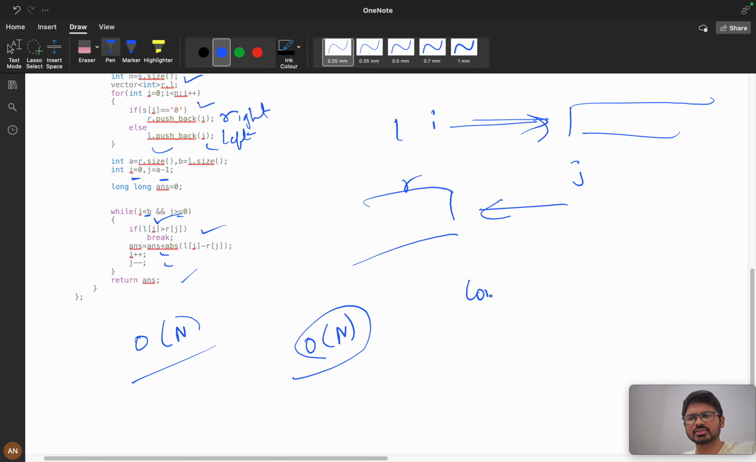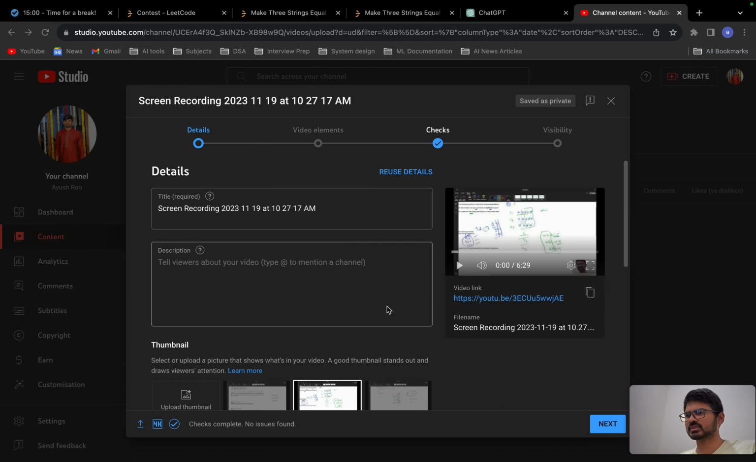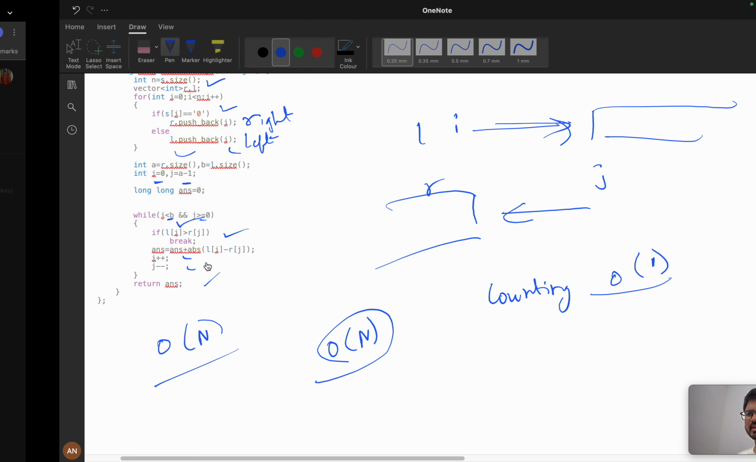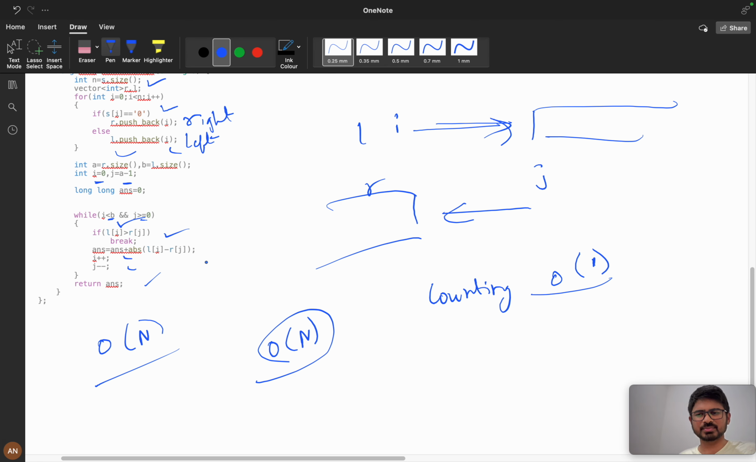You can solve this using the counting sum as well. If you solve this using the counting sum, it will be order of one space. You can do this, and you can see the other solutions where they have used the counting sum, which is like, visualization is a bit difficult.